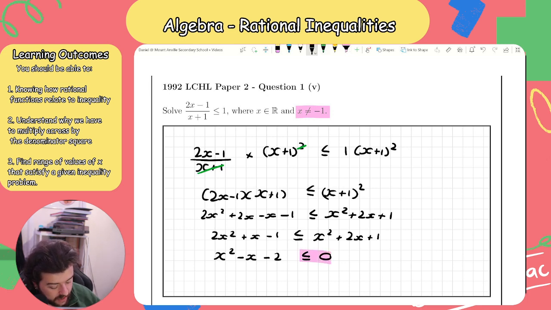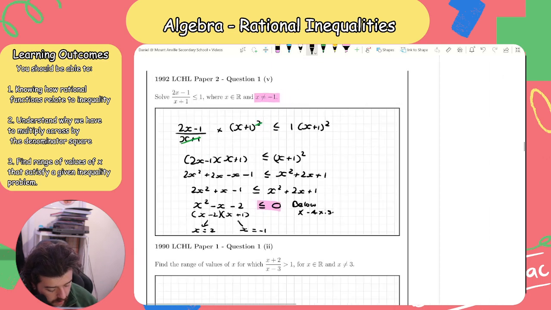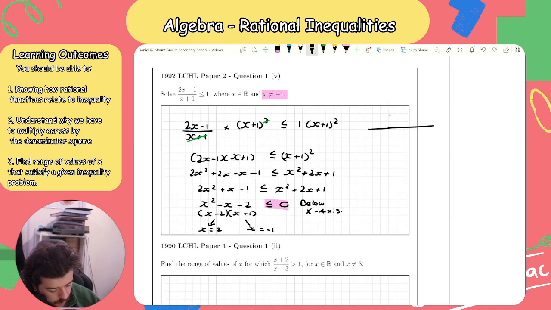I'm looking for the values below the x-axis. Solve this. x minus 2, x plus 1. So x is going to equal 2. x is going to equal minus 1. Sketch it out. Boom. There's my graph. Rough sketch. Ding, ding. So my leftmost one is going to be minus 1. My rightmost one is going to be 2.